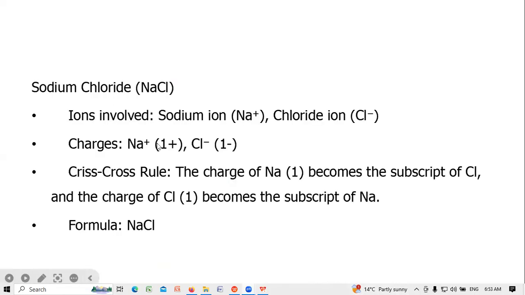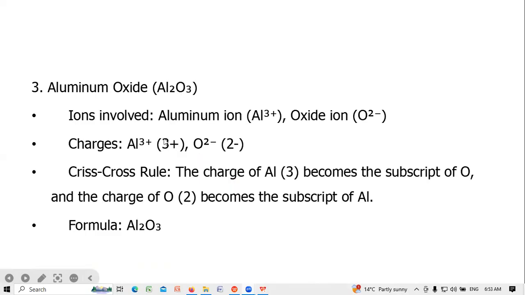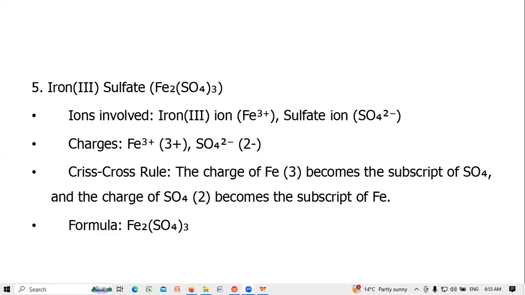Sodium chloride: sodium has valency 1, chlorine valency 1, so that is NaCl. Calcium chloride: calcium +2 valency, chlorine 1, so CaCl2. Aluminum oxide: aluminum has valency 3, oxygen 2, so crisscross Al2O3. Magnesium nitride: magnesium 2, nitrogen 3, so Mg3N2. Ferrous sulfate: ferrous valency 2, sulfate 2, so FeSO4. Sorry, ferric sulfate.